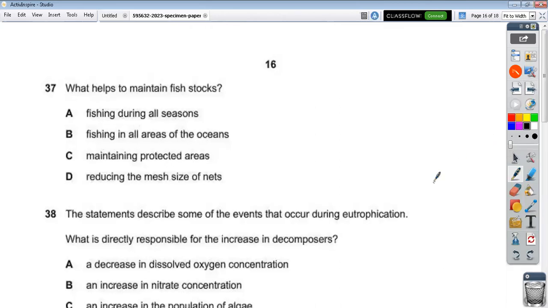What helps to maintain fish stocks? So you need to know about fish farming. It's in your syllabus. C. Maintaining protected areas. Okay, correct.